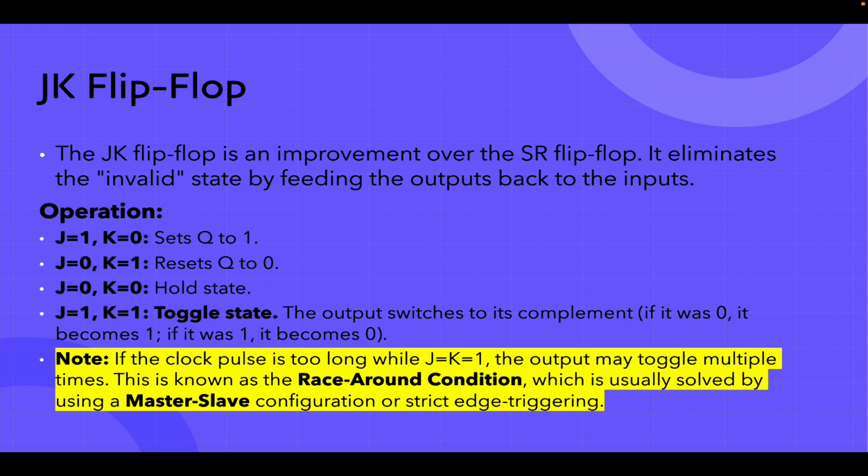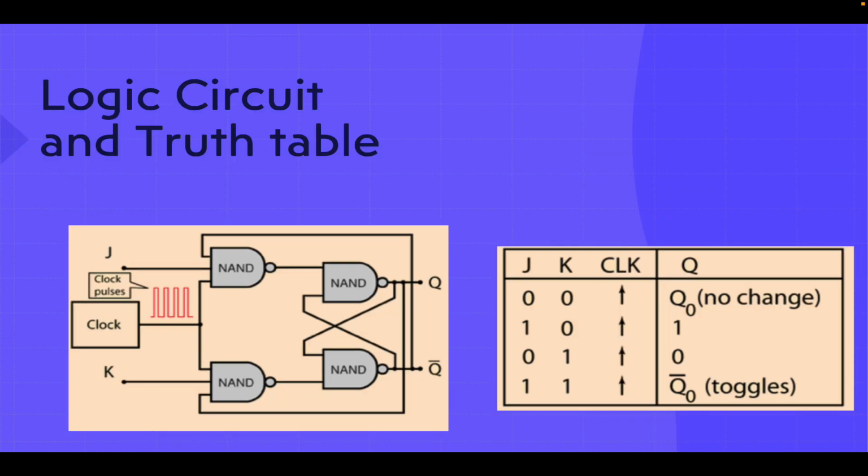So, to solve this problem, we introduce the master slave JK flip-flop. After the T flip-flop, we'll discuss the master JK flip-flop. See the logic circuit. You are giving a clock pulse. Here you have an AND gate with inputs J and K. This is how you will get the logic circuit diagram for the JK flip-flop.